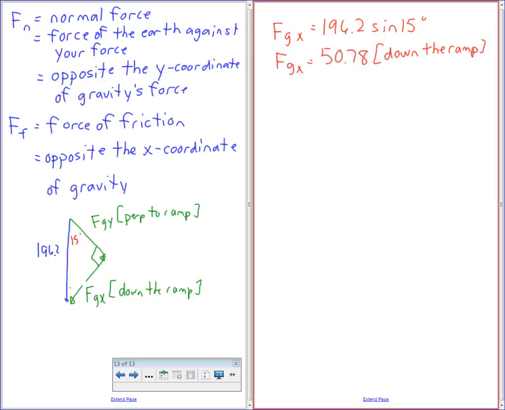I hope you guys have all your pictures together. If that follows well, this is too easy for you. I just want to make sure it's good. Okay, good. Here we go. So then I'm going to do FGY, which is going to be the same thing. So it's going to be 196.2 cos 15. FGY is going to be what then?